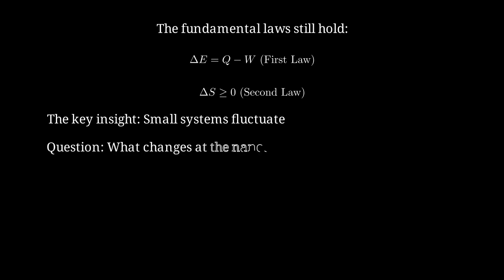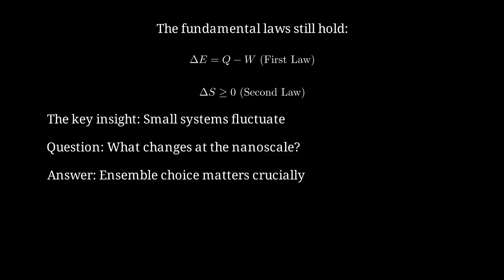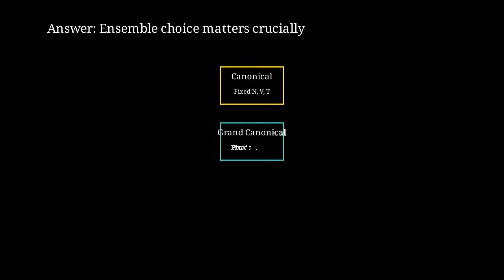So what really changes when we go to the nanoscale? The answer is that the choice of statistical ensemble becomes crucial. Different ensembles can give very different predictions. In the canonical ensemble with fixed particle number, we don't see negative heat capacity. But in the grand canonical ensemble where particles can exchange, we do.